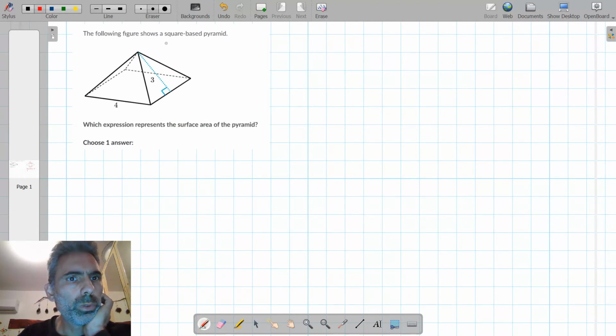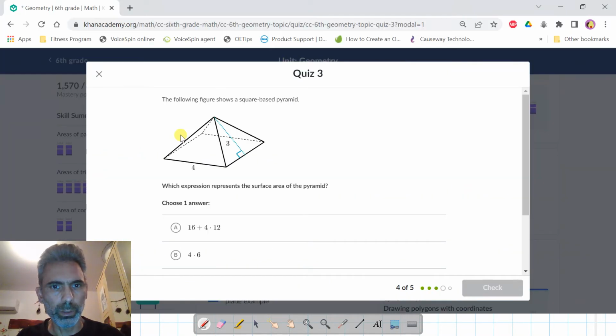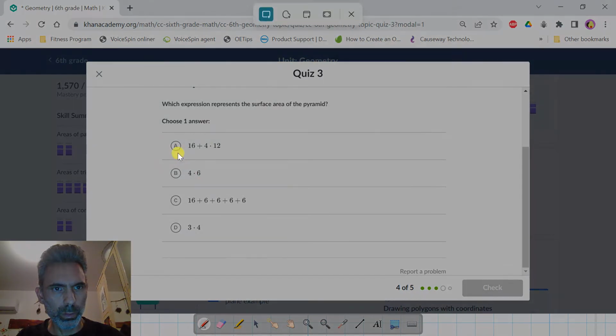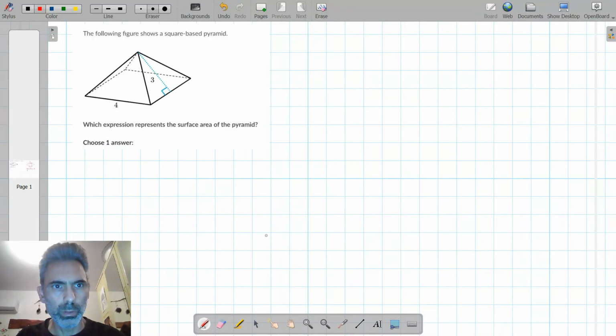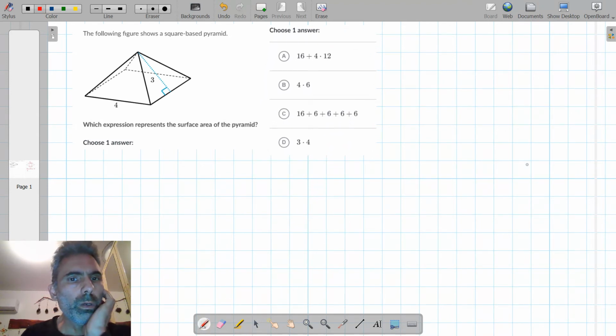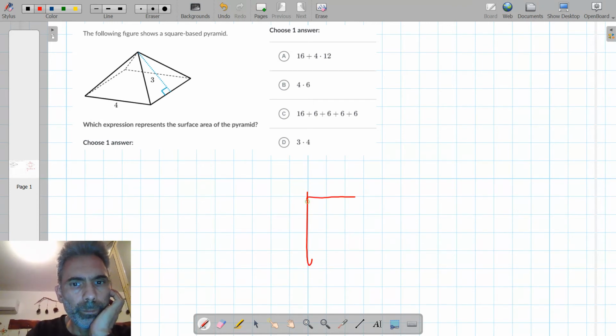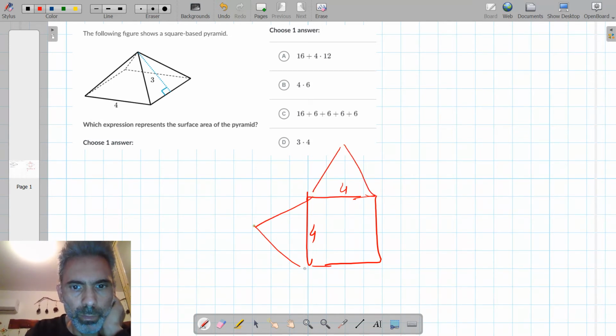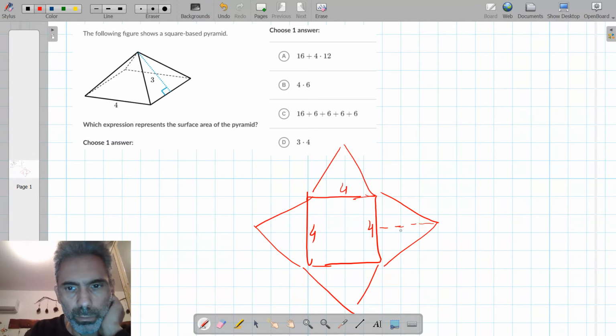The following figure shows a square-based pyramid. Which expression represents the surface area of the pyramid? The base of the pyramid is a square, so it has an area of 4 times 4. Plus we have 4 triangles. Each triangle has a base of 4 with a height of 3.